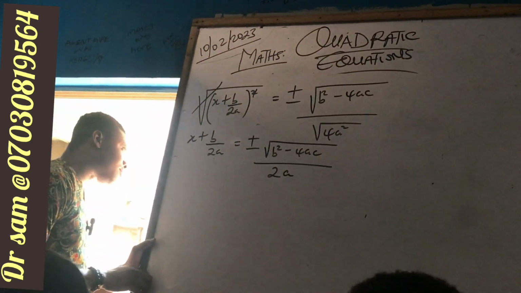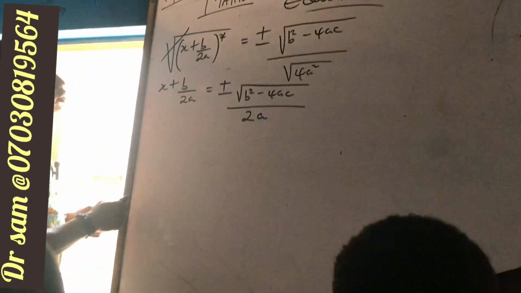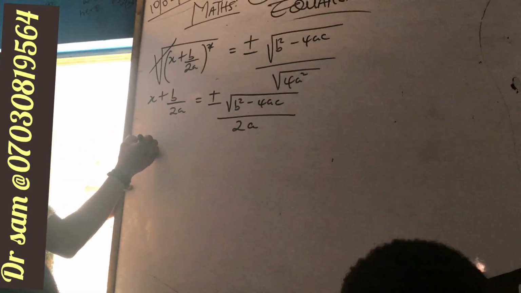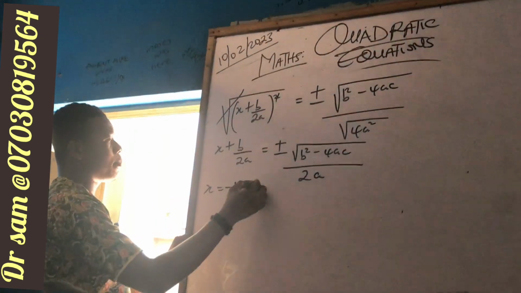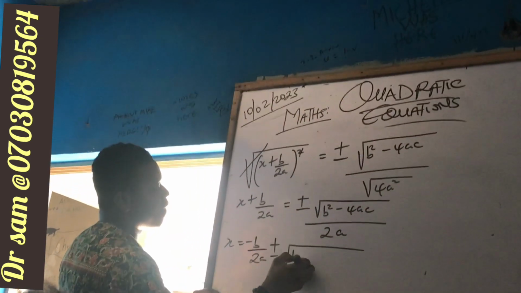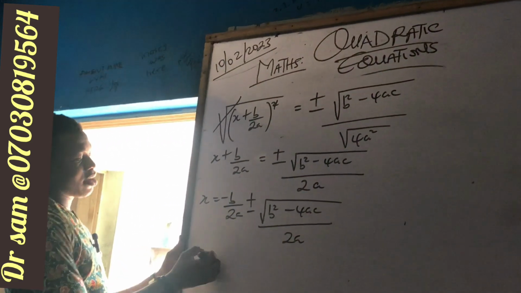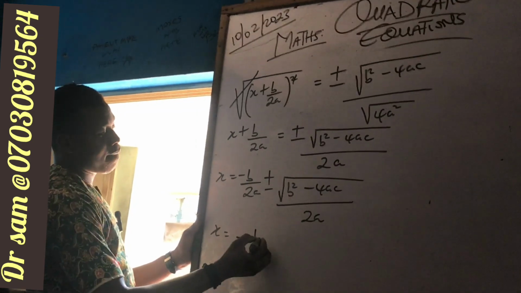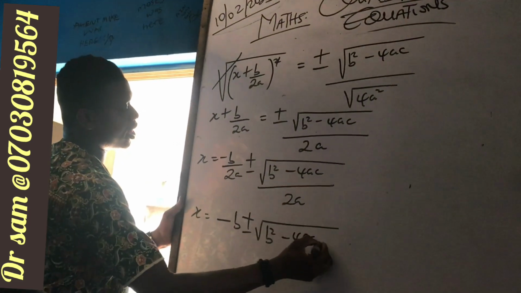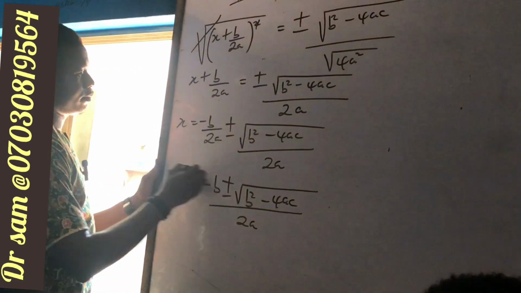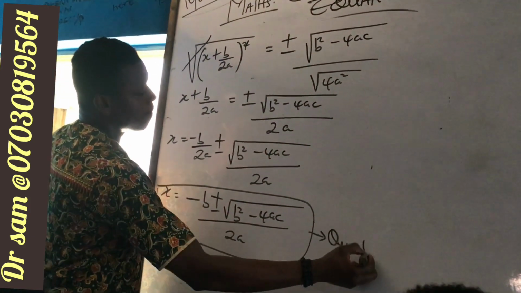So from here, carry your bag now. We are done already. From here, plus or minus over there. x equals minus b over 2a, then plus or minus the square root of b squared minus 4ac over 2a. Then you take the LCM. Finally, the formula becomes minus b plus or minus the square root of b squared minus 4ac, all over 2a. And this is the quadratic formula.